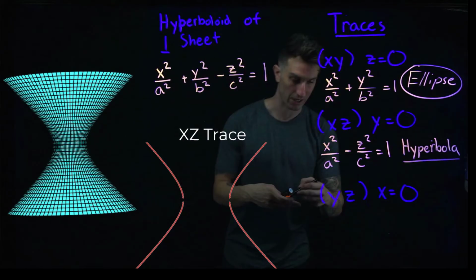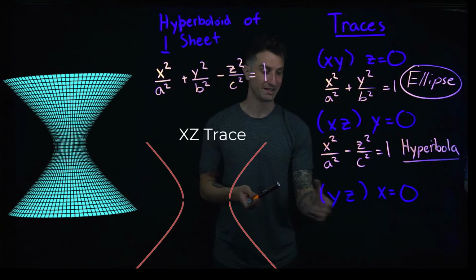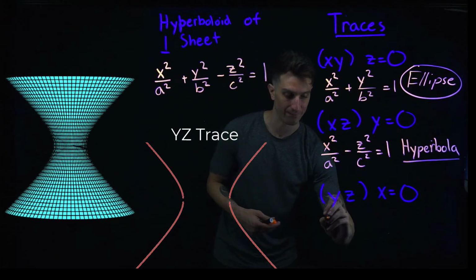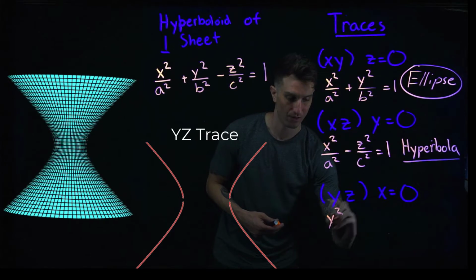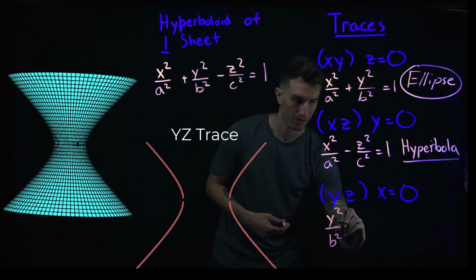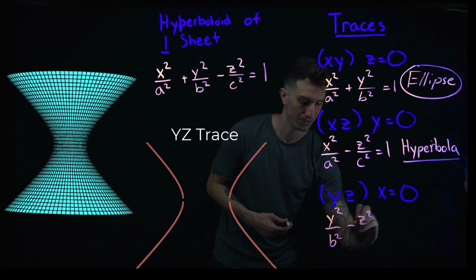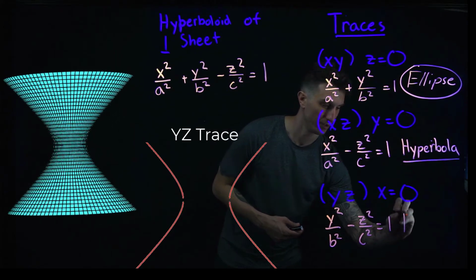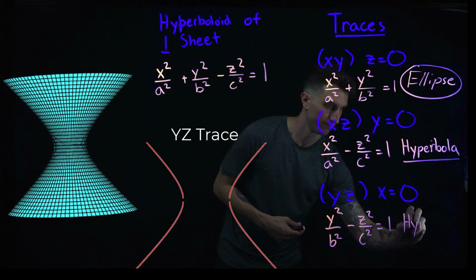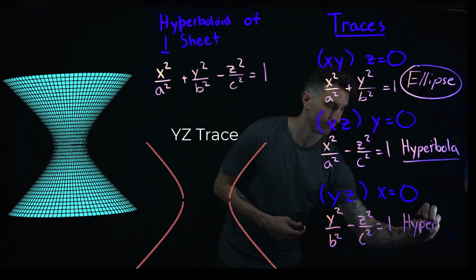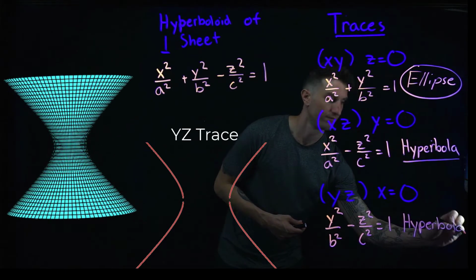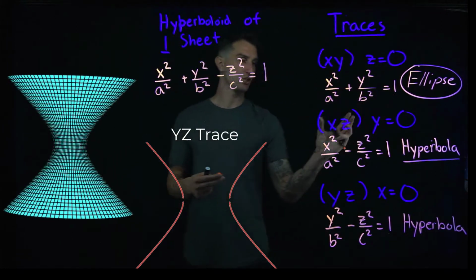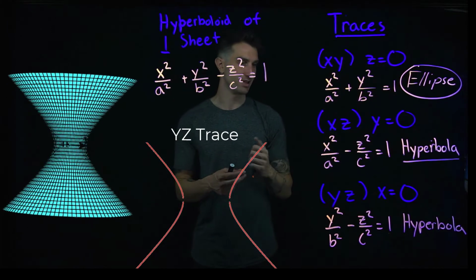And maybe you've already noticed, for our yz plane, we have the same, right? x is equal to 0. So in our yz plane, it's going to be y squared over b squared minus z squared over c squared is equal to 1, which is also another hyperbola. Right, so one ellipse in the xy and two hyperbolas in the xz and yz.